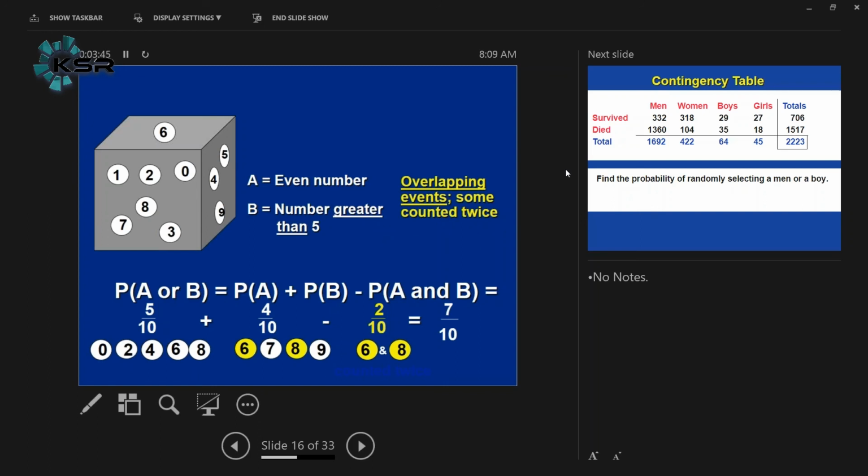In both cases, 6 and 8 are counted twice. As per the general theory of the addition rule, no record should be counted more than once. So we need to remove 6 and 8. How many records are there? 2 records, so 2 divided by 10. Then the answer is 5 by 10 plus 4 by 10, that is 9 by 10, minus 2 by 10, that is 7 by 10. Is it clear? Now let's take one more example. Any questions, guys, who are in the call?